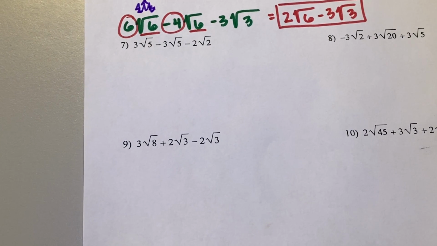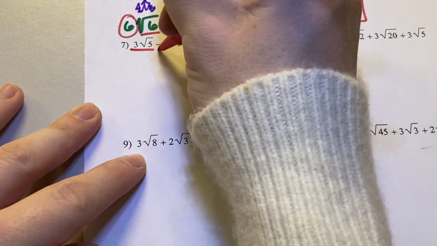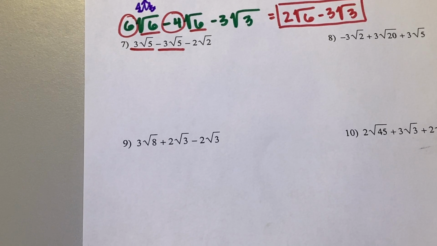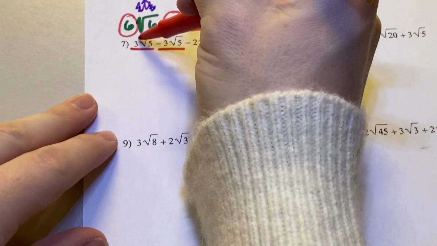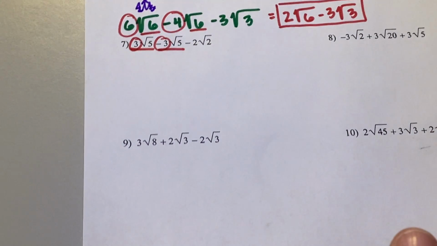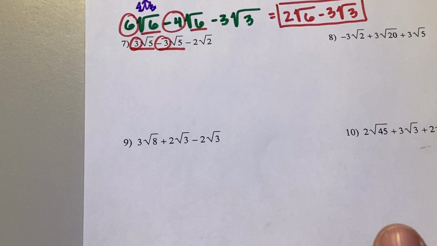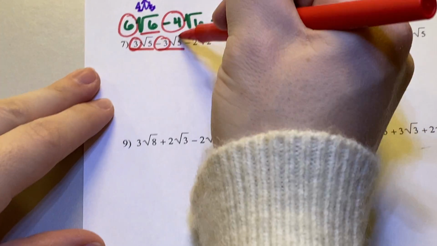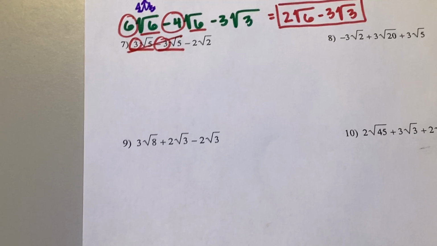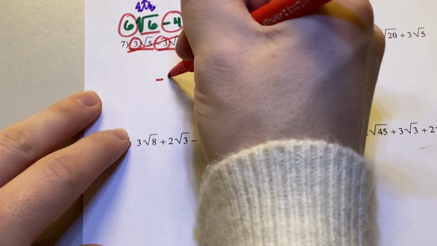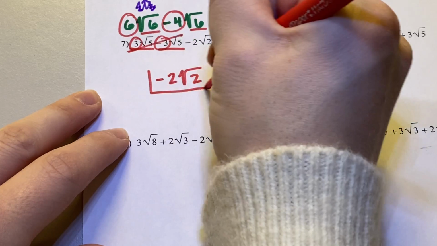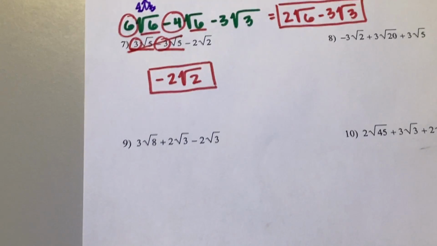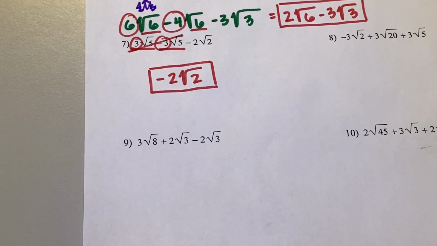So which ones? +3 root 5 and -3 root 5. My root 5's, right? They just become the same like term, right? Root 5 and root 5. So wait a minute. What is 3 minus 3? 1, -1, 0. 0. Oh, those guys just cancel each other out. Final answer, I'm just left with -2 root 2. We couldn't combine him. We couldn't simplify him. Final answer, -2 root 2.